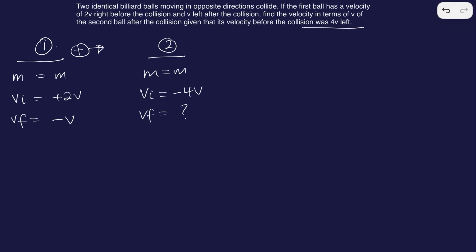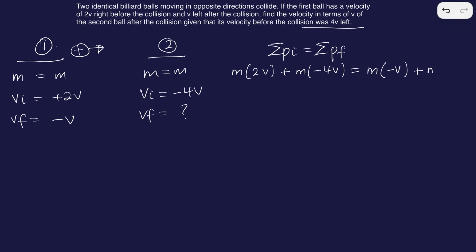So we know that the total linear momentum in an isolated system is conserved, so the sum of the momentum before is going to equal the sum of the momentum after. So for ball 1, the mass is m, the initial velocity is 2v. For ball 2, the mass is m, the initial velocity is minus 4v. Then afterward, the mass of the first ball is m and its velocity is minus v, plus the second ball has a mass of m and its velocity is vf.